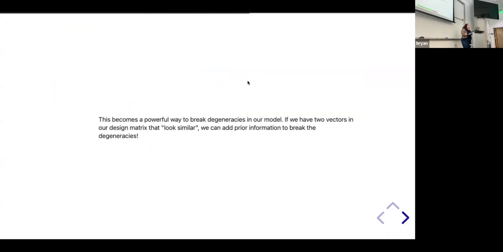As I said, this is a powerful way to break degeneracies in our model. If we have 2 vectors that look similar, we can add prior information to break the degeneracies. I can show you an example of this, but it's going to take us out of our talk slides. Before I do that, what questions do we have about this?